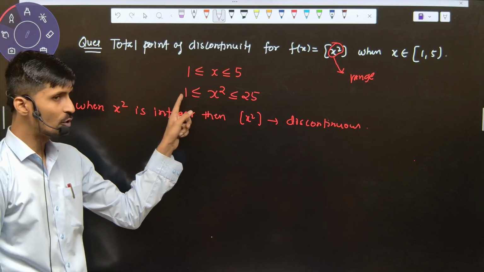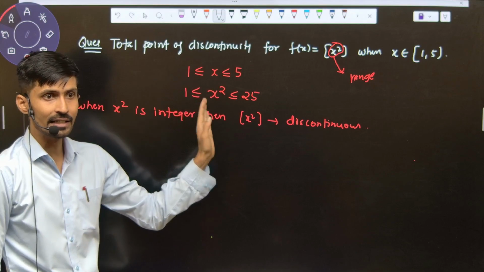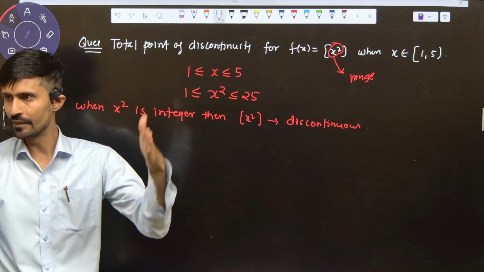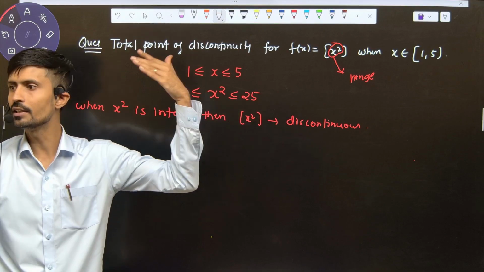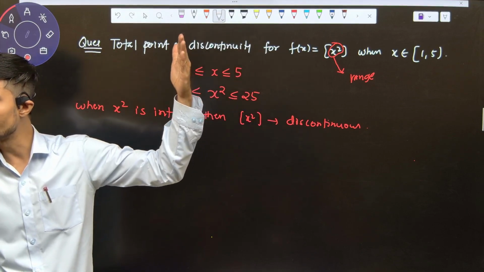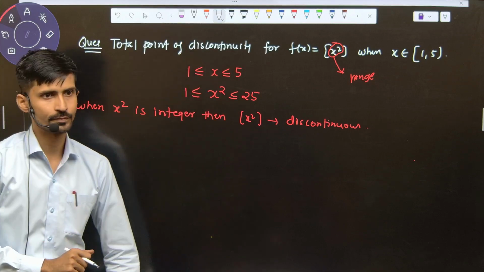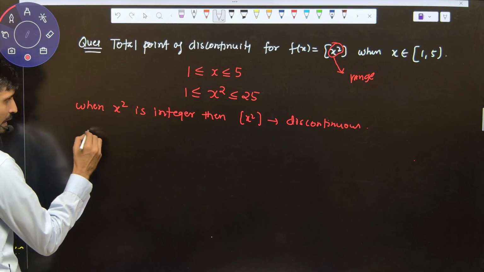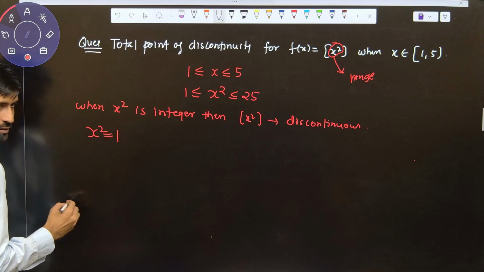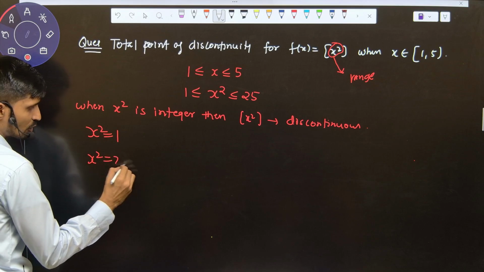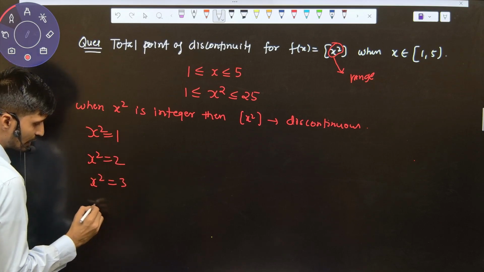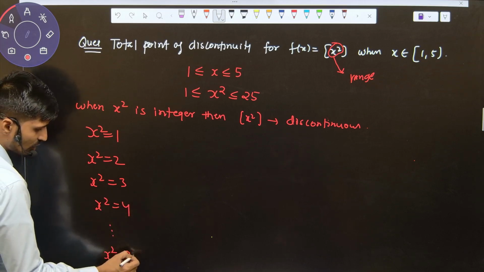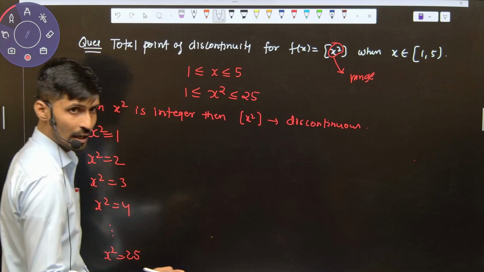So x square value is between 1 to 25. So tell me, what are the integral values x square can hold? 1, 2, 3, 4, 5, 6, 7, 8, 9, 10, 11, 12, 13, 14, 15, 16, 17, 18, 19, 20, 21, 22, 23, 24, 25. It means x square is equal to 1, x square is equal to 2, x square is equal to 3, x square is equal to 4, and so on. Last will be x square is equal to 25.